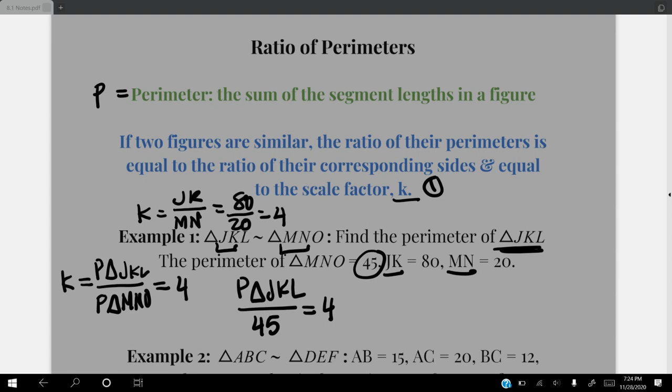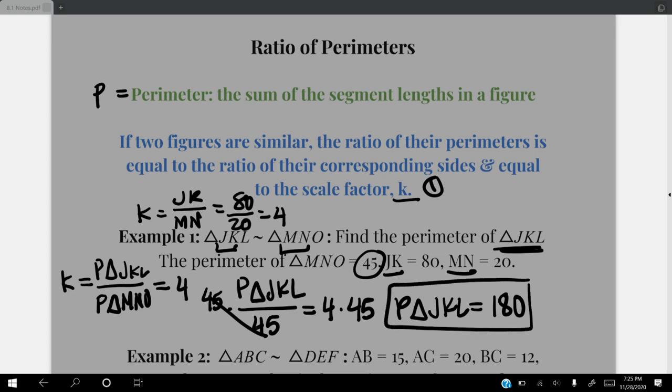Now, if you were solving this equation as if the perimeter of JKL was X, you would want to get rid of whatever is attached to it. So since that 45 is on the bottom, we're doing division. The opposite to get rid of it is going to be multiplication. We're going to multiply both sides by that 45 to get rid of it. Those 45s are going to cancel. And now I'm just left with 4 times 45. And I'm going to plug that in my calculator. I got the perimeter of triangle JKL is going to be equal to 180. Okay, that's what happens when we multiply 4 times 45.